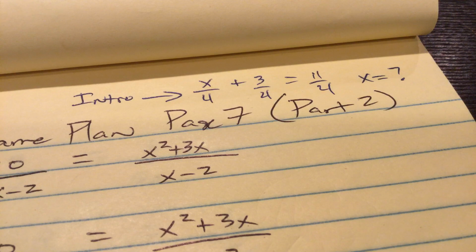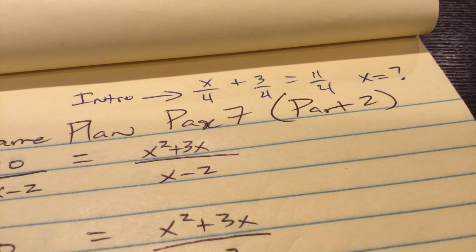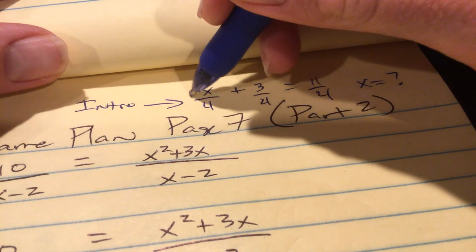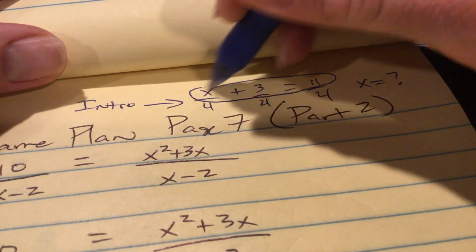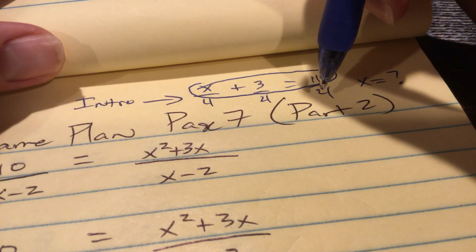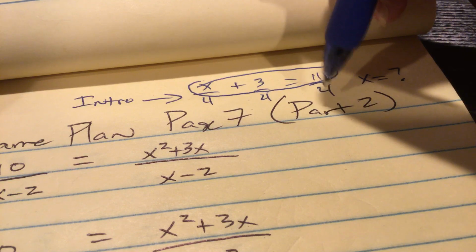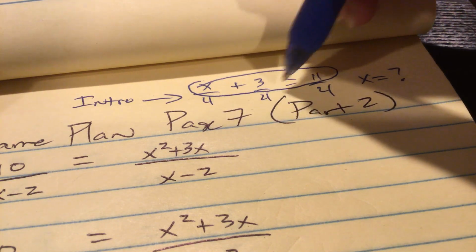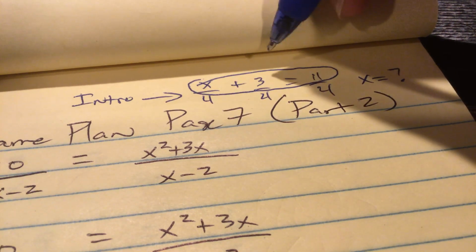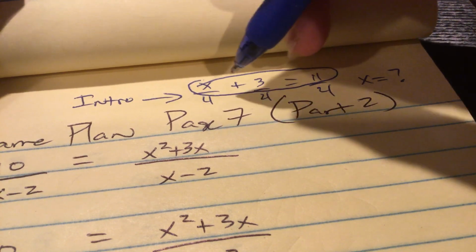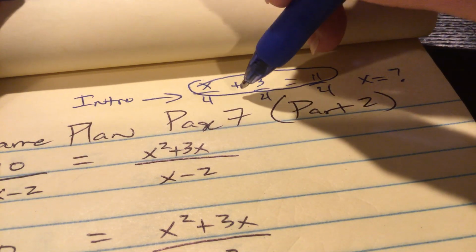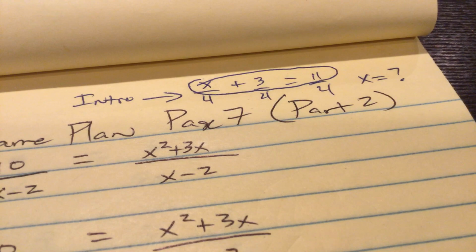If I had x over 4 plus 3 over 4 equals 11 over 4, what would you tell me x equals? Hopefully you'd all say 8. Look at that. Now, I don't have one fraction equals another fraction, so I'm not cross multiplying here. But when all the denominators are the same, then the numerators have to make an equivalent statement, right? We got to have equality up here. So x plus 3 is equal to 11. That's the name of the game there.